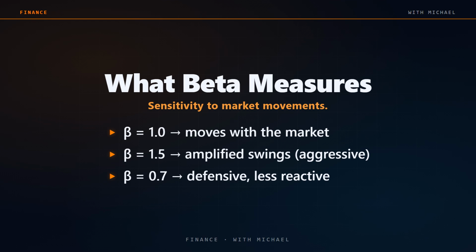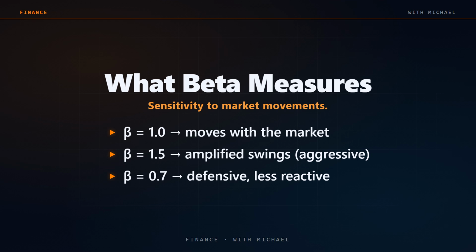For a stock with beta of 1.2, expected return equals 4 plus 1.2 times 6, which is 4 plus 7.2, equals 11.2%. For a defensive stock with beta of 0.6, expected return is 4 plus 0.6 times 6, which is 4 plus 3.6, equals 7.6%. Higher beta, higher expected return. That's CAPM in one line.